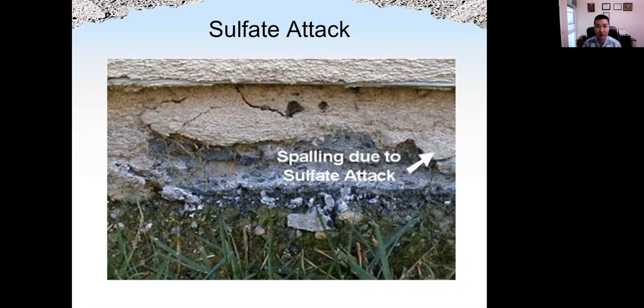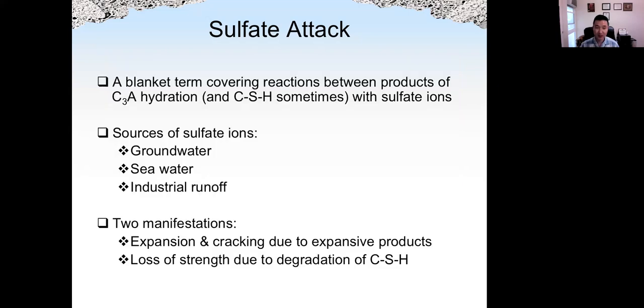So here is a picture of sulfate attack of concrete. The sulfate may be coming from underground, the soil. We may see spalling of the concrete due to formation of ettringite. And we learned sulfate attack when we discussed type 2 cement and type 5 cement.